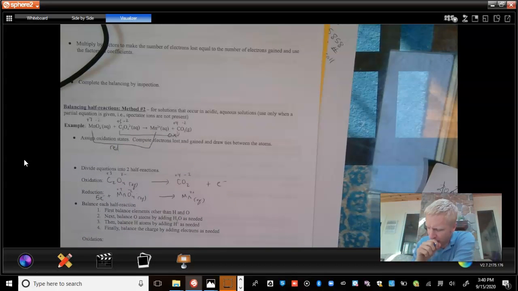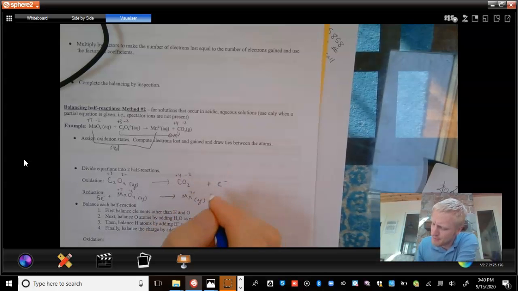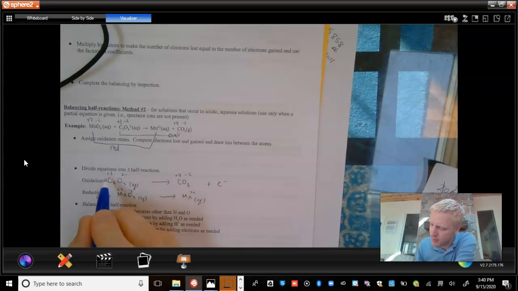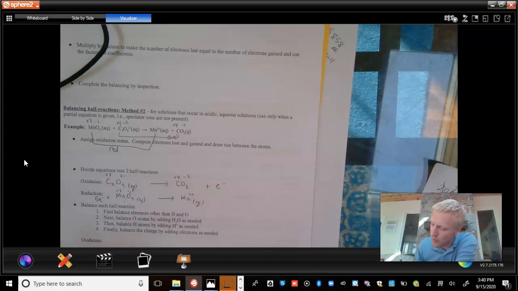We have to make sure we show how many electrons are being transferred. We've got +3 to +4. It's 1 electron being released. Here we've got +7 to +2. That's 5 electrons that are being gained.